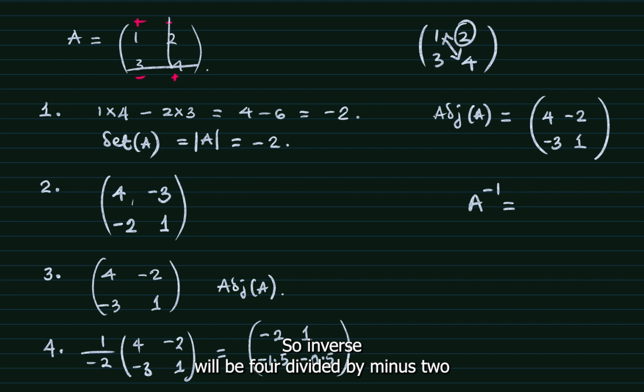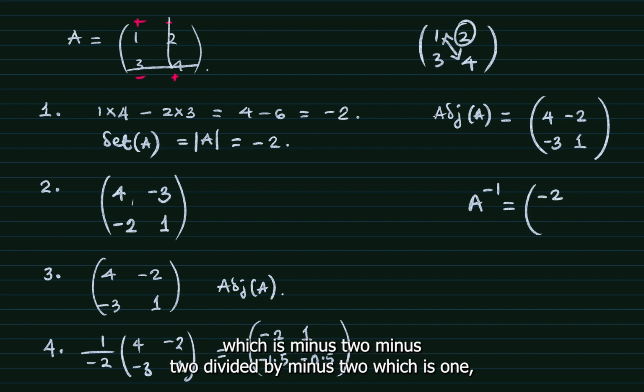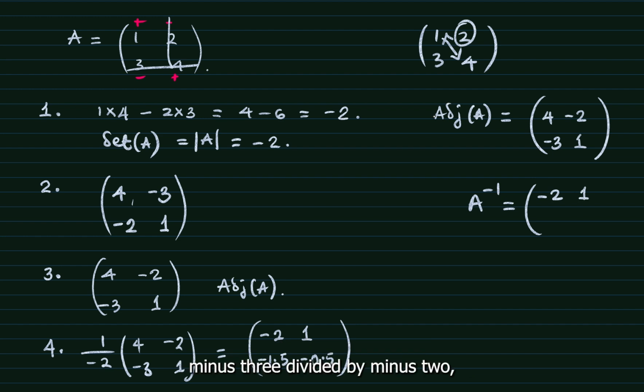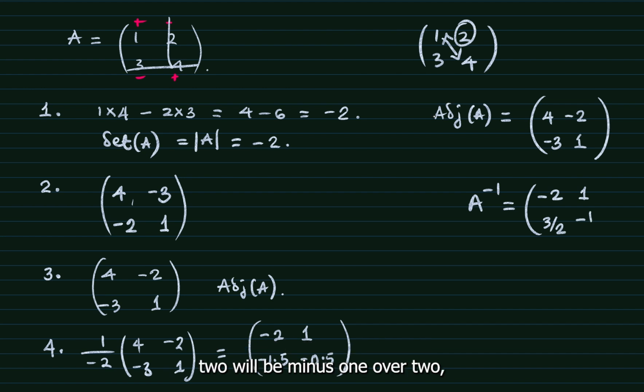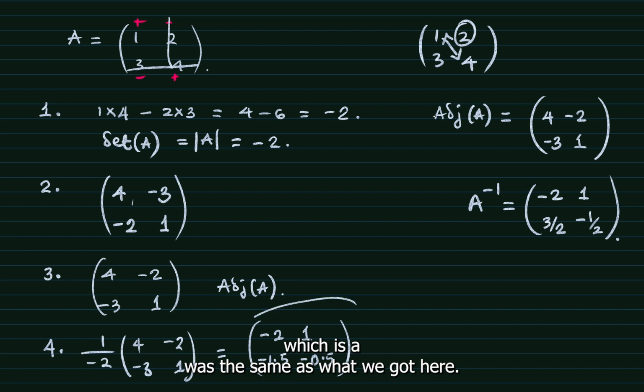So A inverse will be 4 divided by minus 2, which is minus 2. Minus 2 divided by minus 2, which is 1. Minus 3 divided by minus 2, which is 3 over 2, or 1.5. And 1 divided by minus 2 will be minus 1 over 2, which is A inverse, the same as what we got here. So if you like, you could go through the shortcuts and you'll be totally fine.